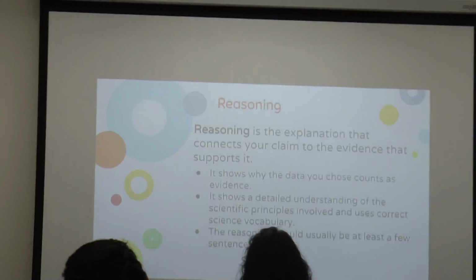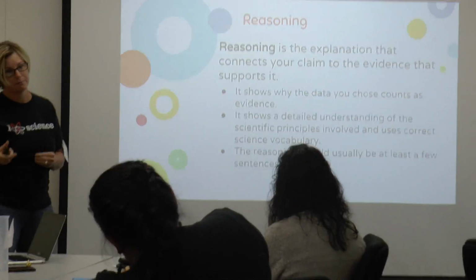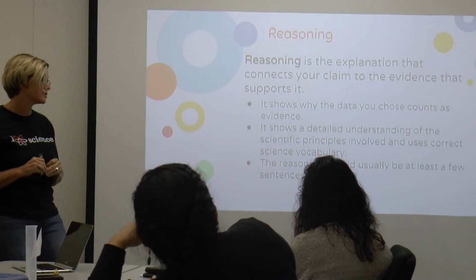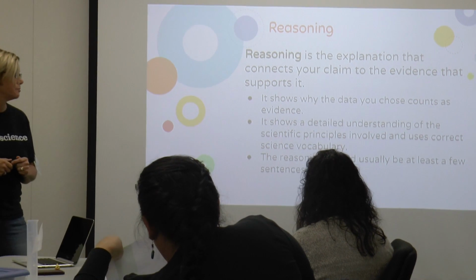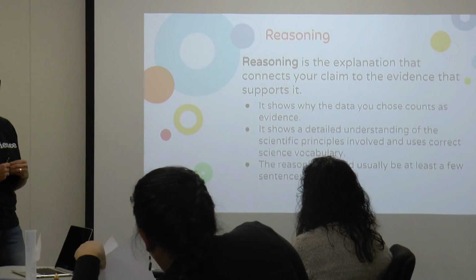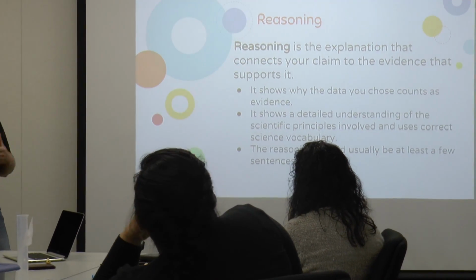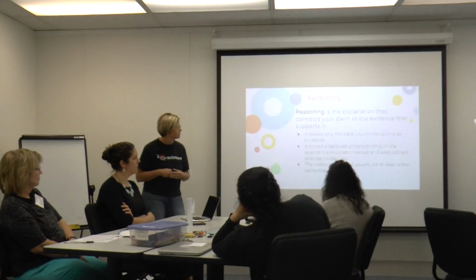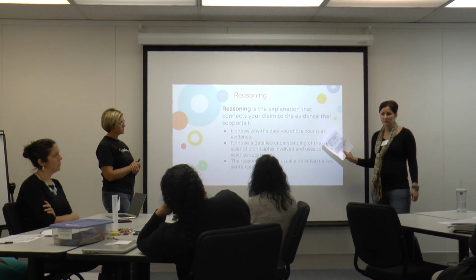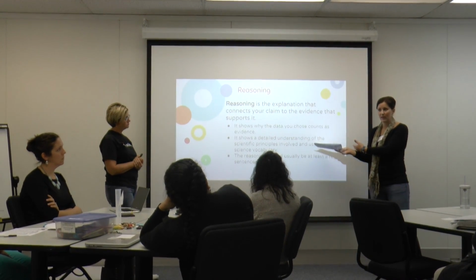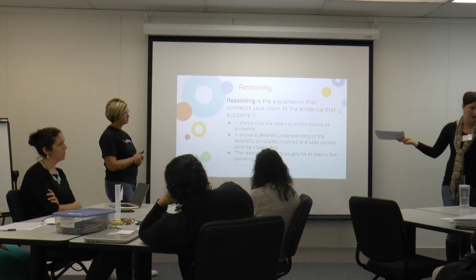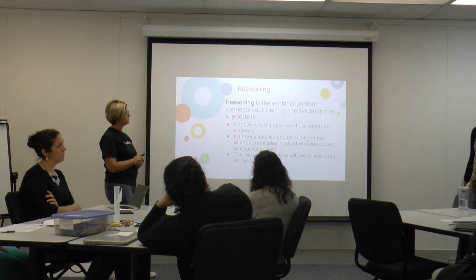Okay, the reasoning. This is your explanation. These are your scientific principles behind what they have seen and what they found. Okay, it shows detailed understanding, and it usually should be at least a few sentences in length. This is the meat. And we're going to show you how to put all three of those together into a complete paragraph. And this is the part that they have trouble coming up with because they have to generate this, right? This is where you get their thinking, is can they apply that to the evidence in their claim? And so that's why this is the hardest part, is because they have to generate it.